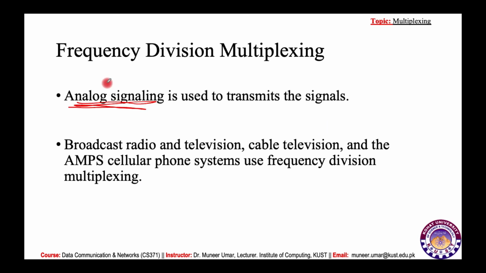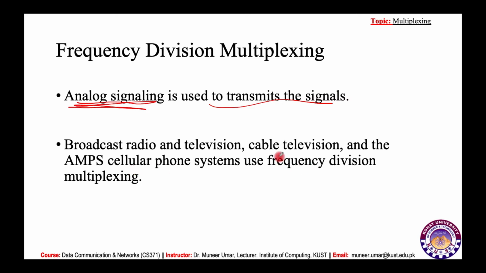The frequency division multiplexing is used for analog signals. Analog signaling is used to transmit the signal. Broadcast radio, television, cable television, and the AMPS cellular phone systems use frequency division multiplexing.